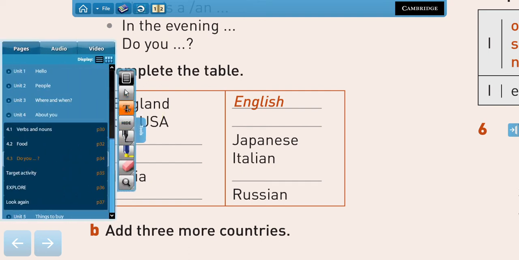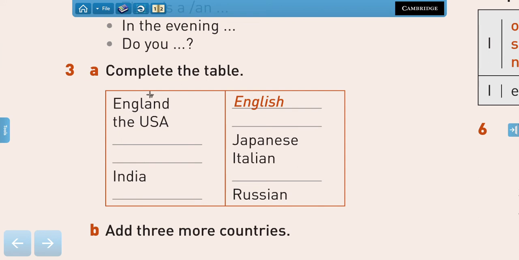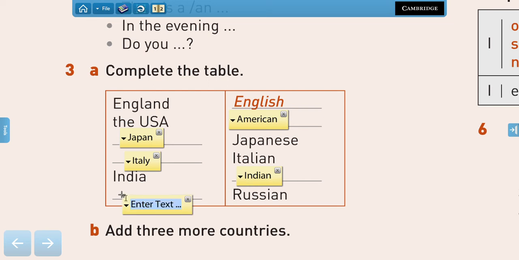So, we have England, and people who are from England, the country, are called English. The USA, American, right? People from the USA are called American. Japanese people are from, of course, Japan. Italian people are from Italy. From India, we have Indian, right? And the last one, Russian people are from Russia. We say Russia. Very, very good.